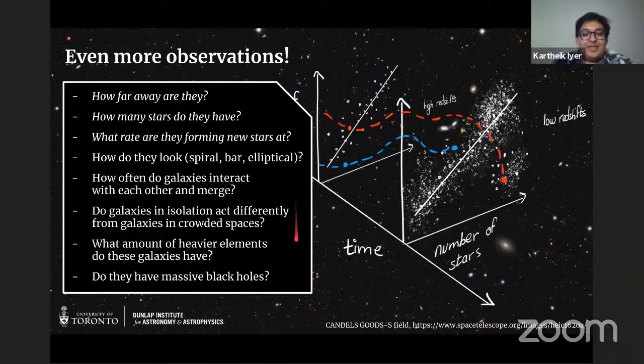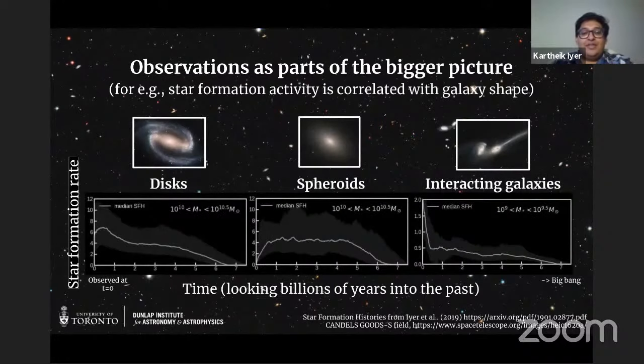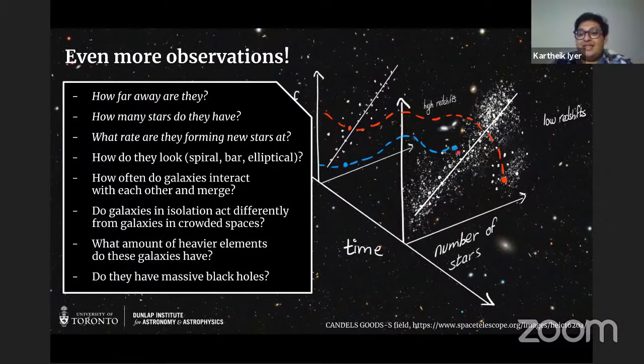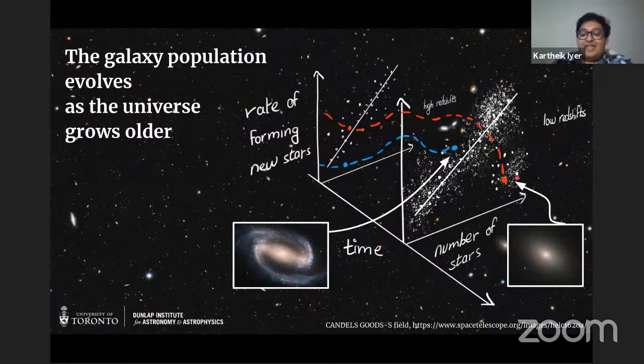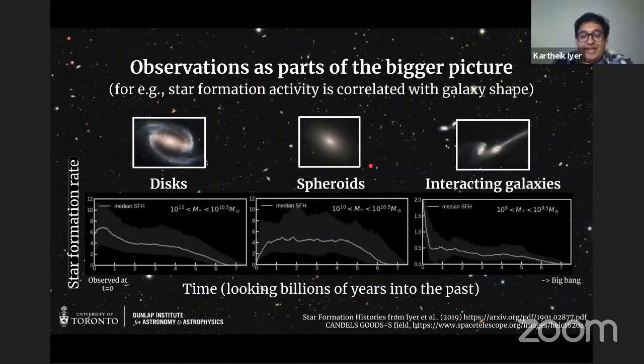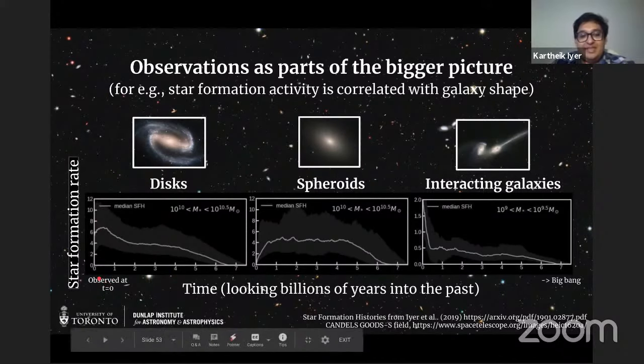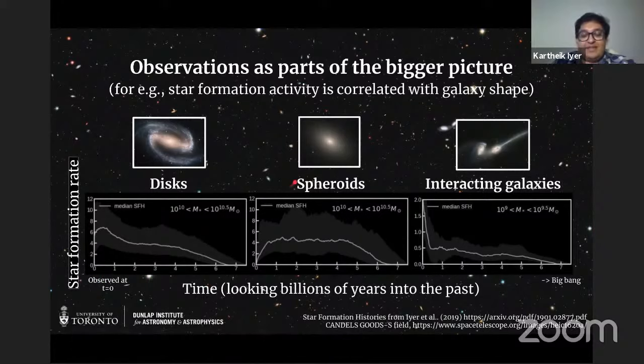So, with these new questions, we get even more observations. And taking all of these observations in, we can start to see these as parts of an even bigger picture. So one such example is the fact that we saw that the star forming objects that look like disks may live in a different part compared to things that look elliptical. And if we try to figure out their full star formation history, so essentially the rate at which the galaxy forms stars on average throughout its lifetime, we see that disks and spheroids that have the same number of stars in them form their stars at very different times.